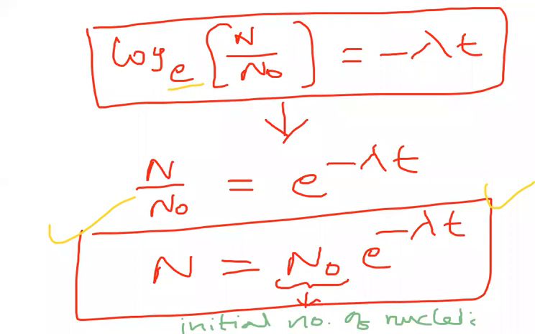Now, what is the relation here? We found the relation between N and N naught. How to draw the graphs for this one? Graphs are also very, very important in this instance. Here, N is equal to N naught. What we wrote?